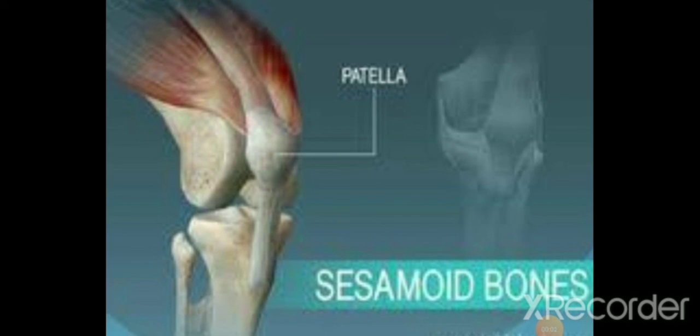And the last type of bone is sesamoid bone. The word sesamoid is derived from the Greek word sesamon, which means seed of sesame, and eidos, from resemblance. These bones are found in the knee, hand, and foot.